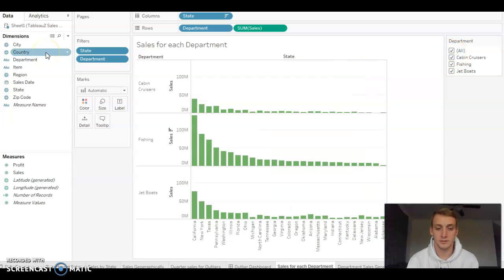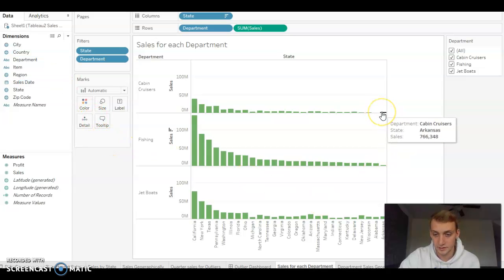I filtered this a little bit different than the first one. The last one was showing states that had 10 million in sales just for fishing. This one is filtered for 10 million in sales overall. So even though this only has 766,000 for Arkansas, if you combine all of their three departments, it comes up to 10 million.